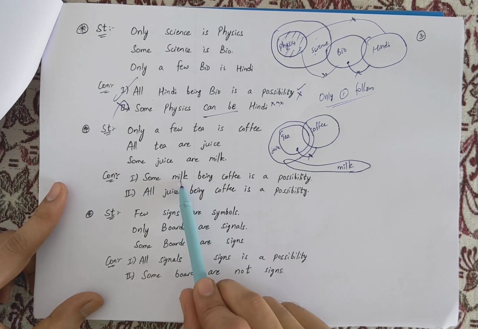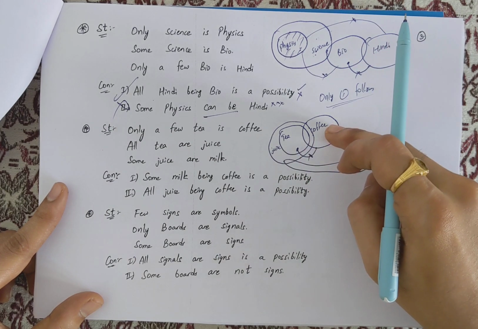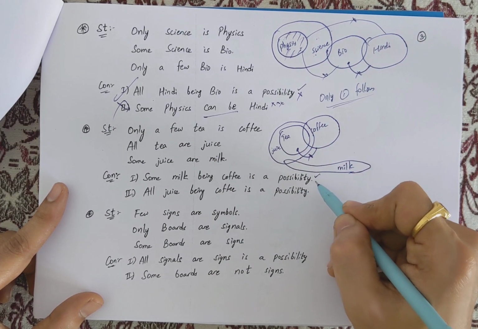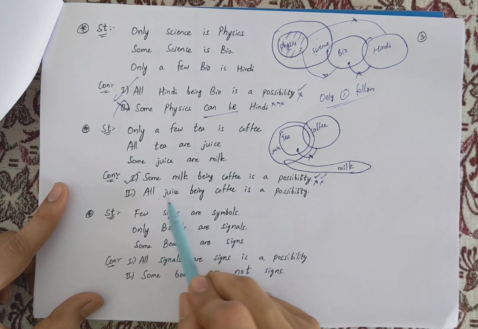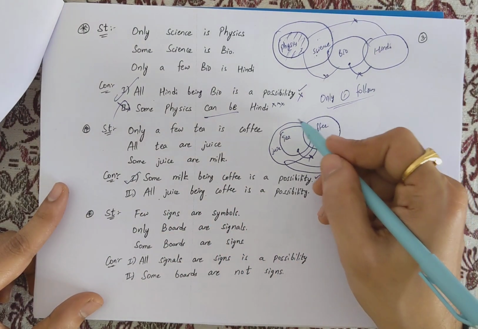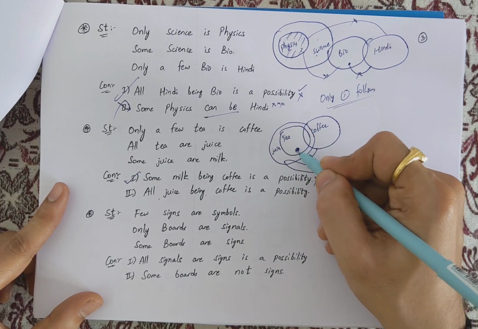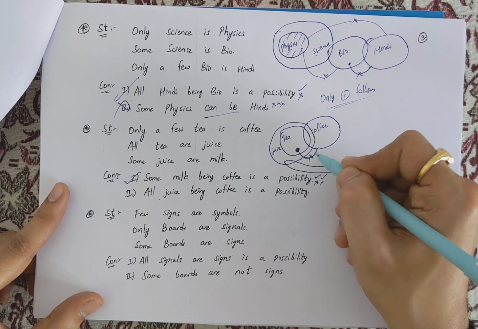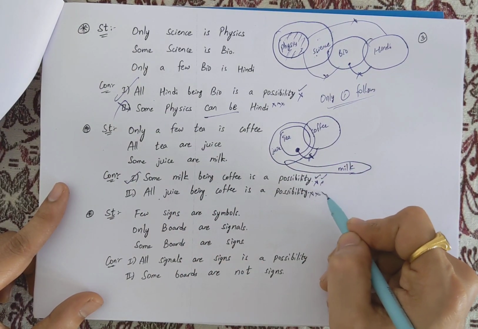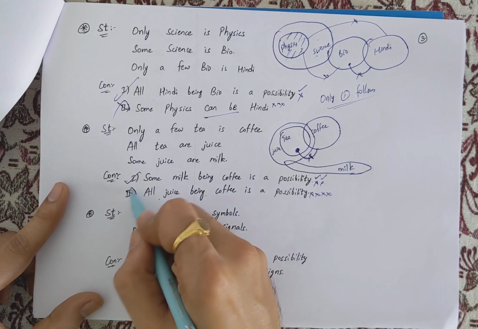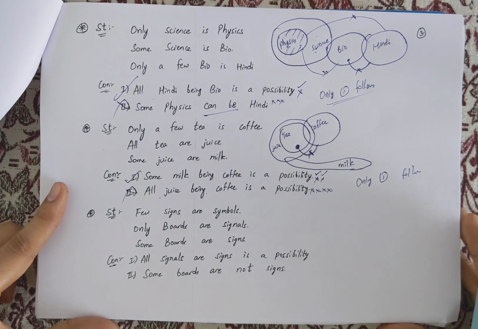Some milk being coffee is a possibility. As there is no relation, we can prove it as right and wrong. Hence this is true. All juice being coffee is a possibility. In the portion of all juice, this portion cannot move into coffee, right? So all juice being coffee we can prove only as wrong, we cannot prove it as right. Hence this is wrong. The answer would be only one follows.